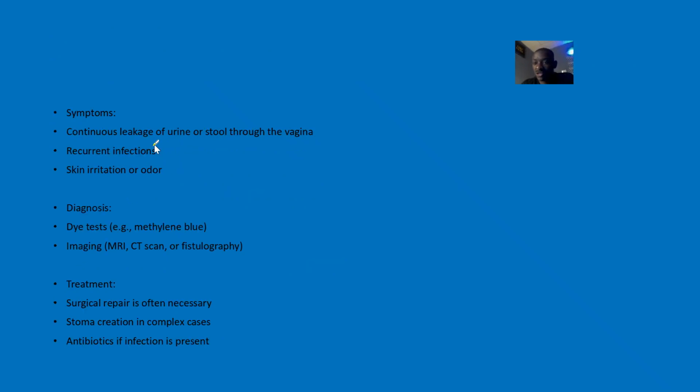So symptoms is you are having abnormal leakage of stuff, right? Because the connection is abnormal. So you diagnose it by dye test, you image too. Treatment, surgical repair, stoma creation, where you basically can divert urine or feces to another place. Then antibiotics, because you want to prevent infections, or you want to treat infections that are already on ground.